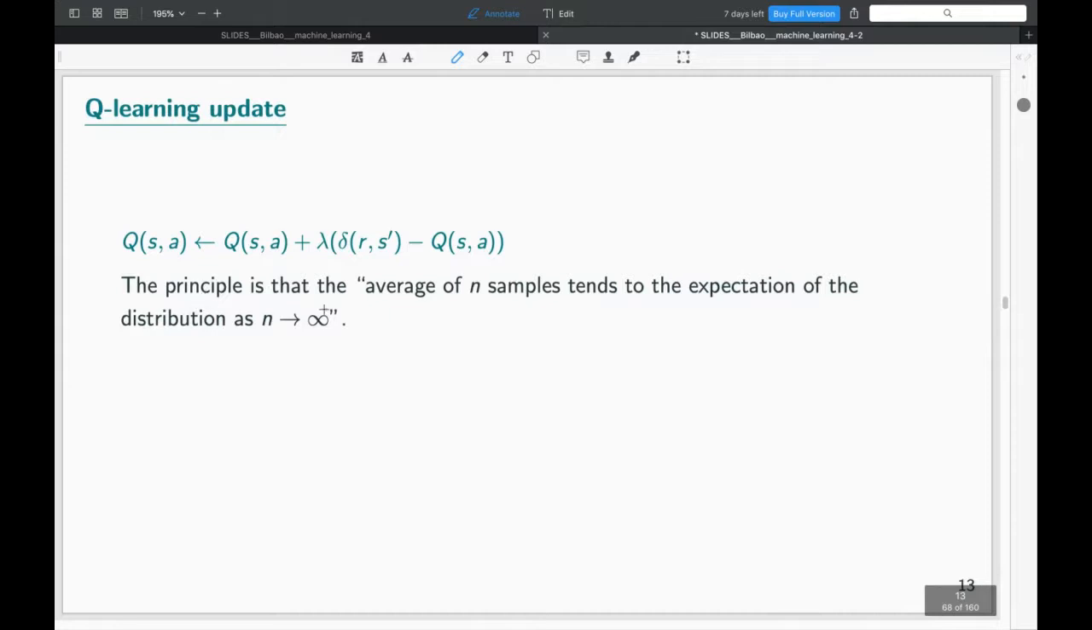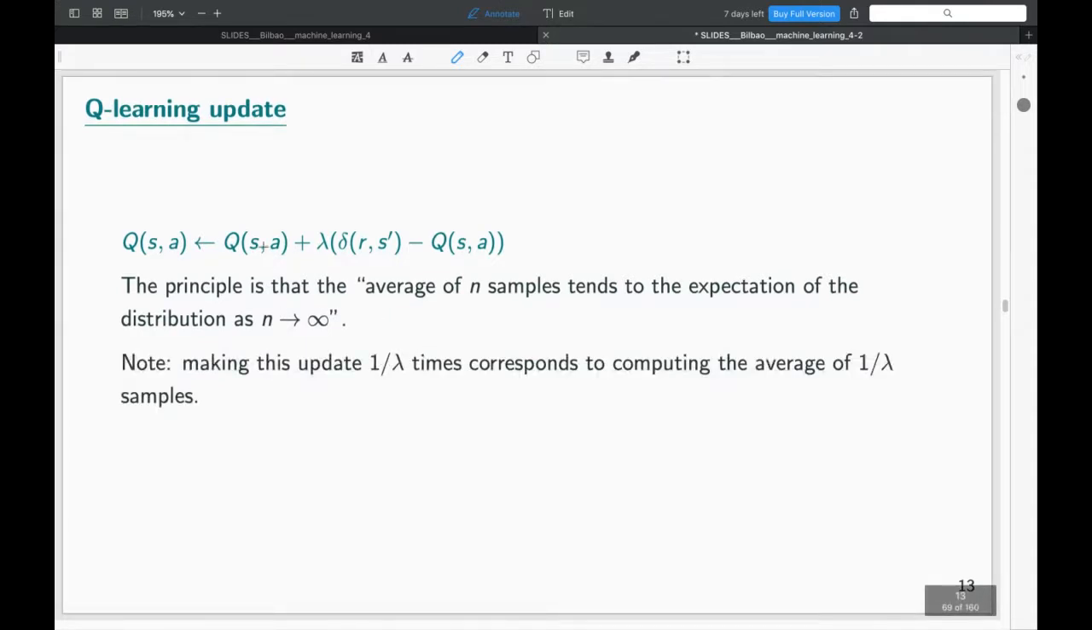The principle behind this update is that the average of n samples of a distribution tends to the expectation of the distribution as the number of samples grows. So if you keep taking samples of delta and you make this update 1 over lambda times, then this is exactly the same as computing the average of 1 over lambda samples. So after making this update 1 over lambda times, your Q(S,A) will be the average of 1 over lambda samples.